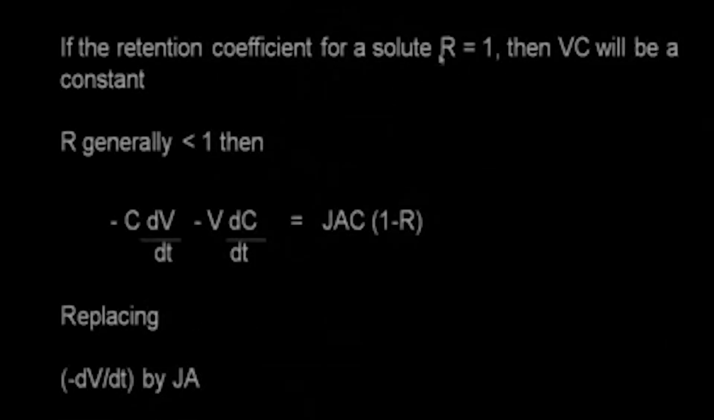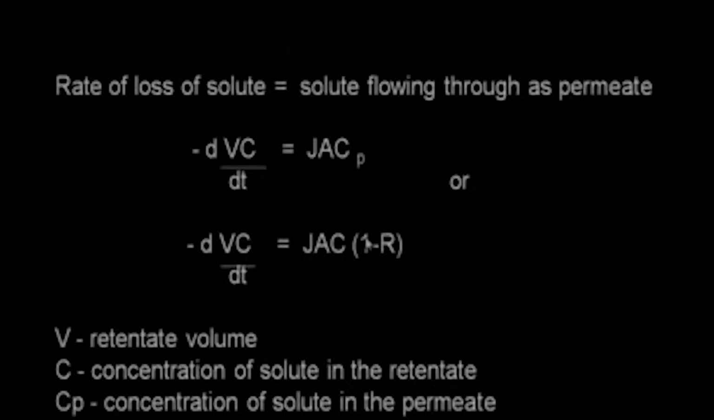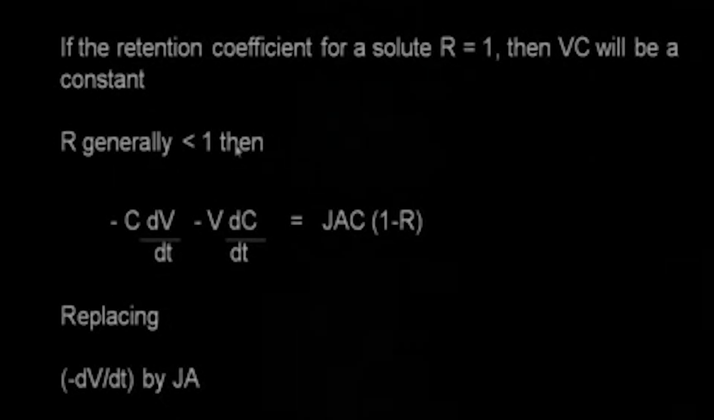If the retention coefficient for a solute, R, is equal to 1, then Vc will be a constant, understand. So if R is equal to 1, this whole term becomes 0, so d(Vc) by dt equals 0, so Vc is a constant, right. So a constant amount of solute will be retained over whatever time you are talking about, but R is generally less than 1, okay.